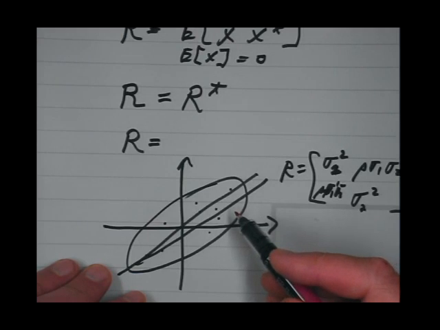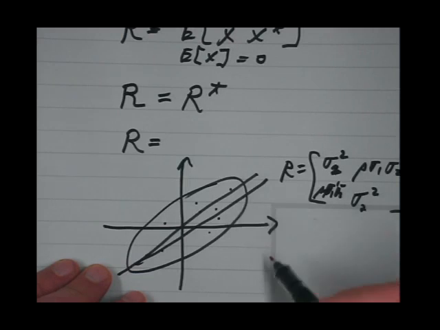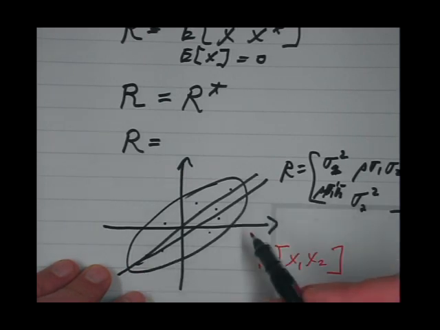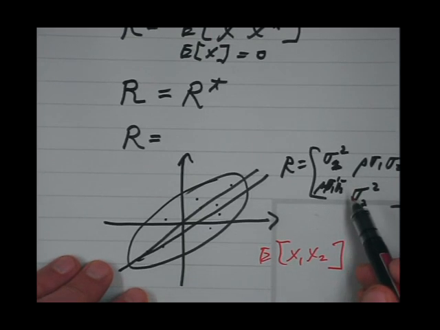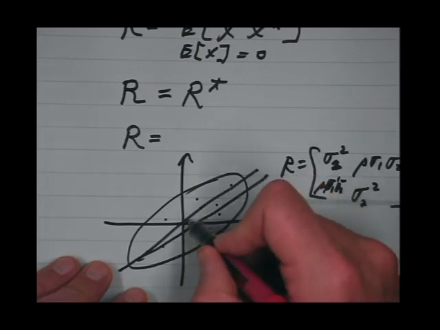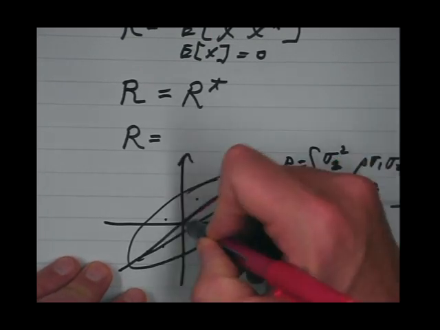Plus 1 minus 1, okay. It's like you take x1, the first component, times x2, right? And if you compute the expected value, that's this thing here, right? Now, if you take the eigenvectors of this matrix, they're going to be along the axes of the football.